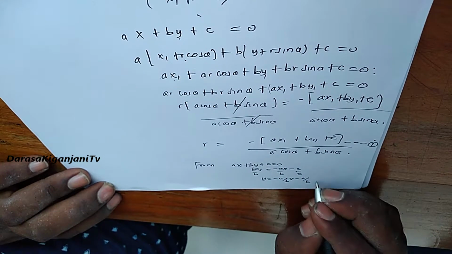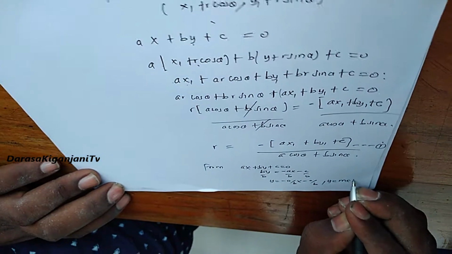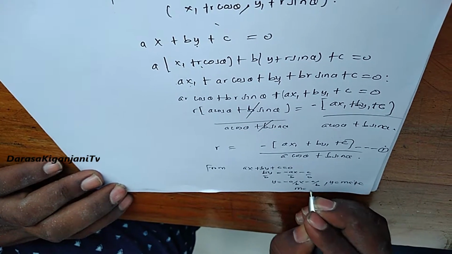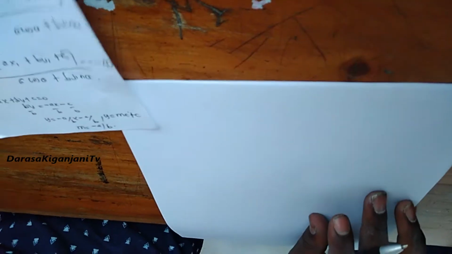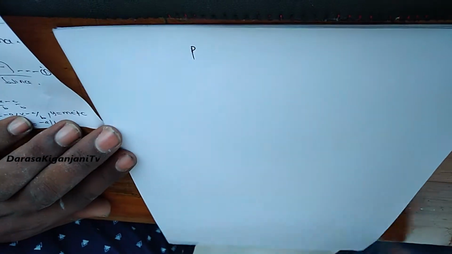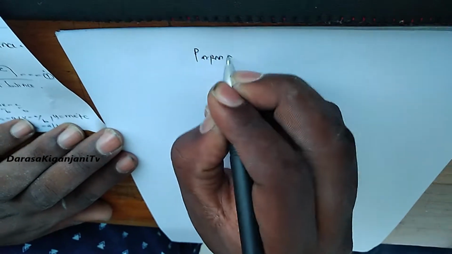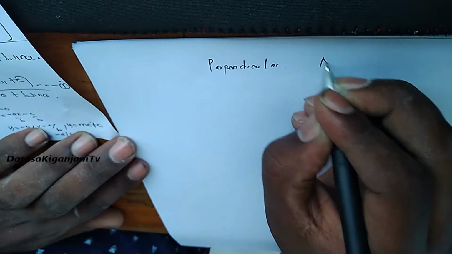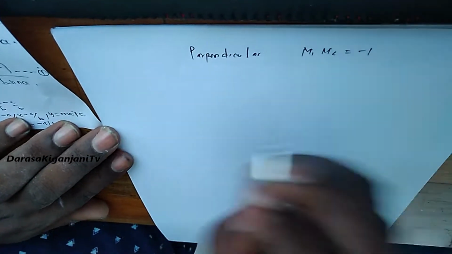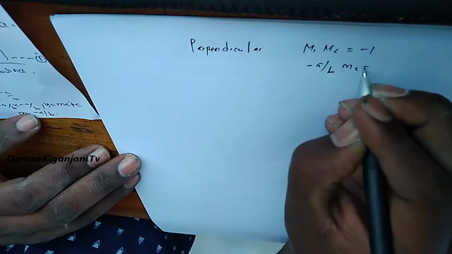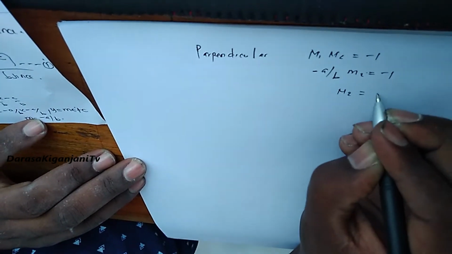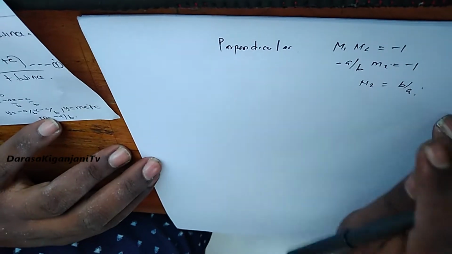How to obtain the slope? Once you compare this y with y = mx + c, you will have m = -a/b. But we want line PA to be perpendicular to our given line. For perpendicular lines, m1 m2 = -1. So m1 is -a/b, and m2 is equal to positive b over a. This is our value of m.